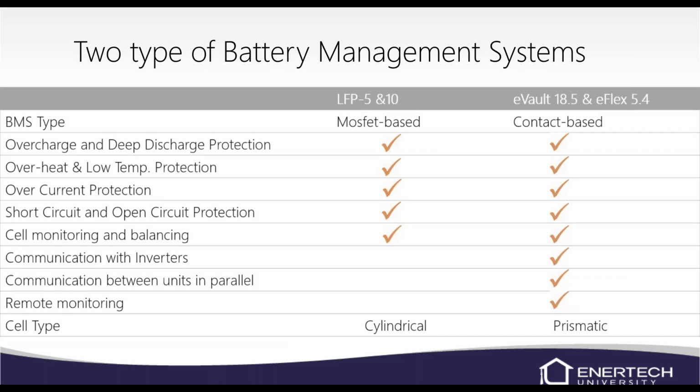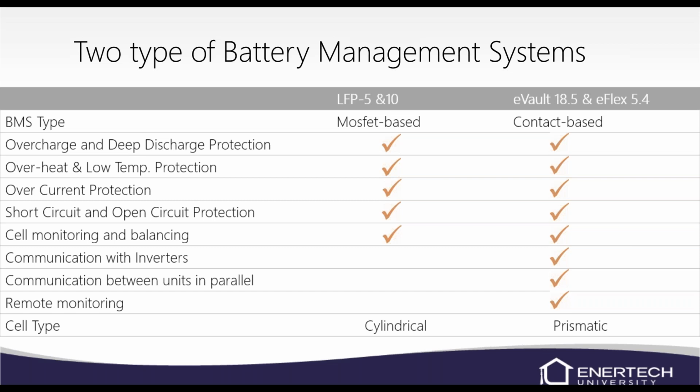So there's 2 types of battery management systems. There's the LFP 5 and 10 and the eVault and the EFlex. Both of them do have overcharge and deep discharge protection. We don't want to overcharge them. We definitely don't want to drain them down too far. We only really like to take those batteries down to about 20%.